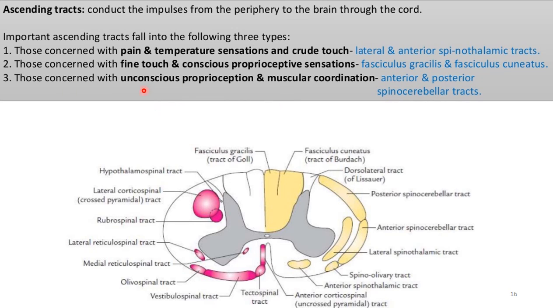Third type is the unconscious. Mind the word: unconscious proprioception and muscular coordination. It means the sensation will not reach up to the cerebral cortex. They will reach up to the cerebellum. Once it reaches the cerebellum, it is of two types, anterior spinocerebellar tract or posterior spinocerebellar tract according to the location. So this is the posterior spinocerebellar and this is the anterior spinocerebellar tract. Posterior is direct and this is direct as well as indirect.